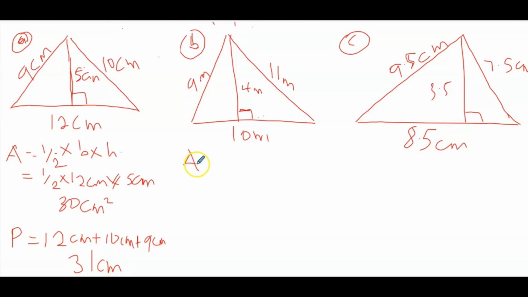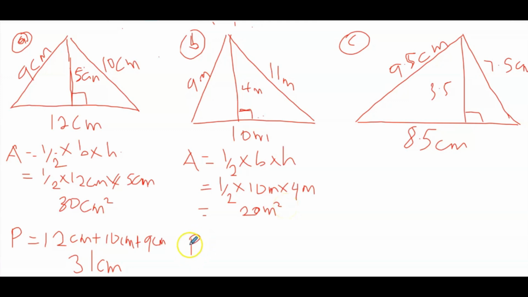Area will be half times base times height. Remember the half is a constant, so we do a quick substitution again: half times 10 meters times the height, which is 4 meters. We are just doing substitution. Half times 10 gives us 5, and 5 times 4 gives us 20 meters squared.